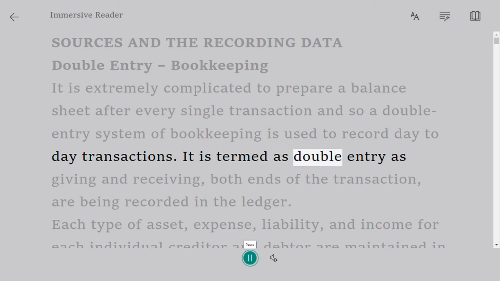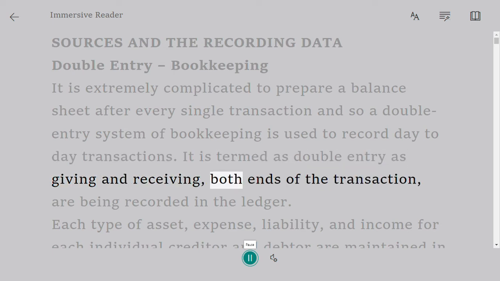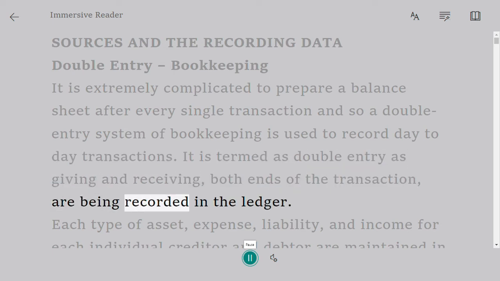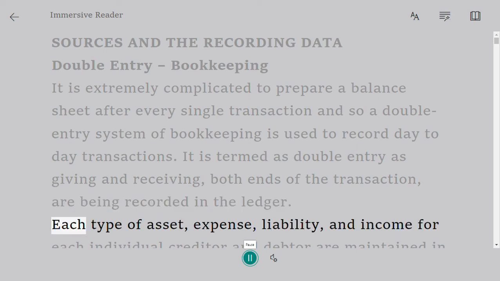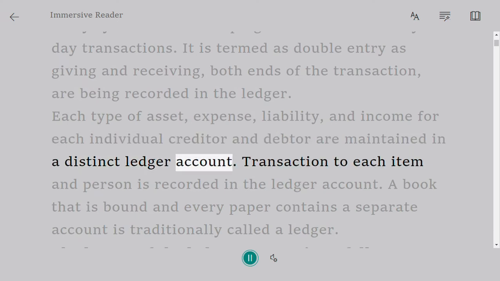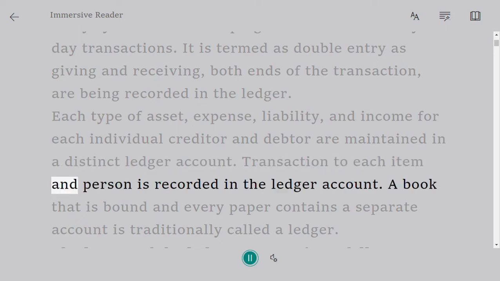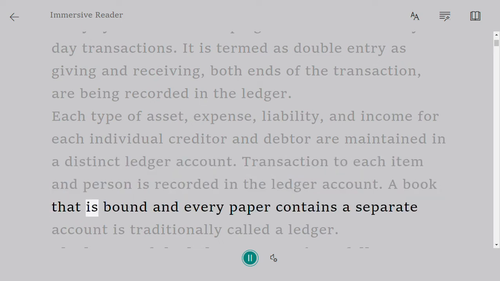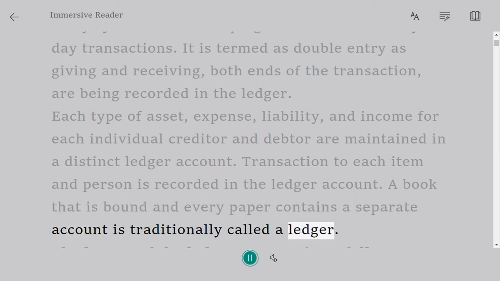It is termed as double entry, as giving and receiving, both ends of the transaction, are being recorded in a ledger. Each type of asset, expense, liability, and income for each individual creditor and debtor are maintained in a distinct ledger account. Transaction to each item and person is recorded in the ledger account. A book that is bound and every paper contains a separate account is traditionally called a ledger.